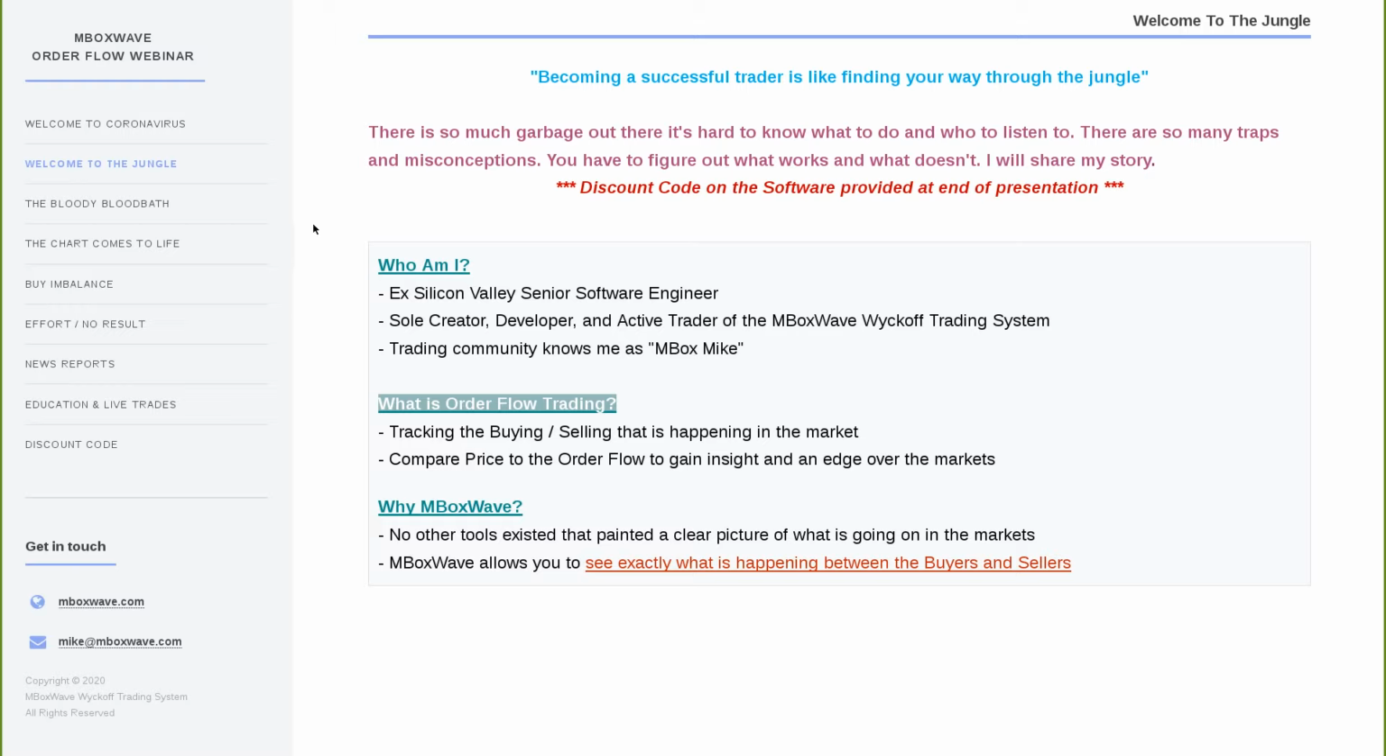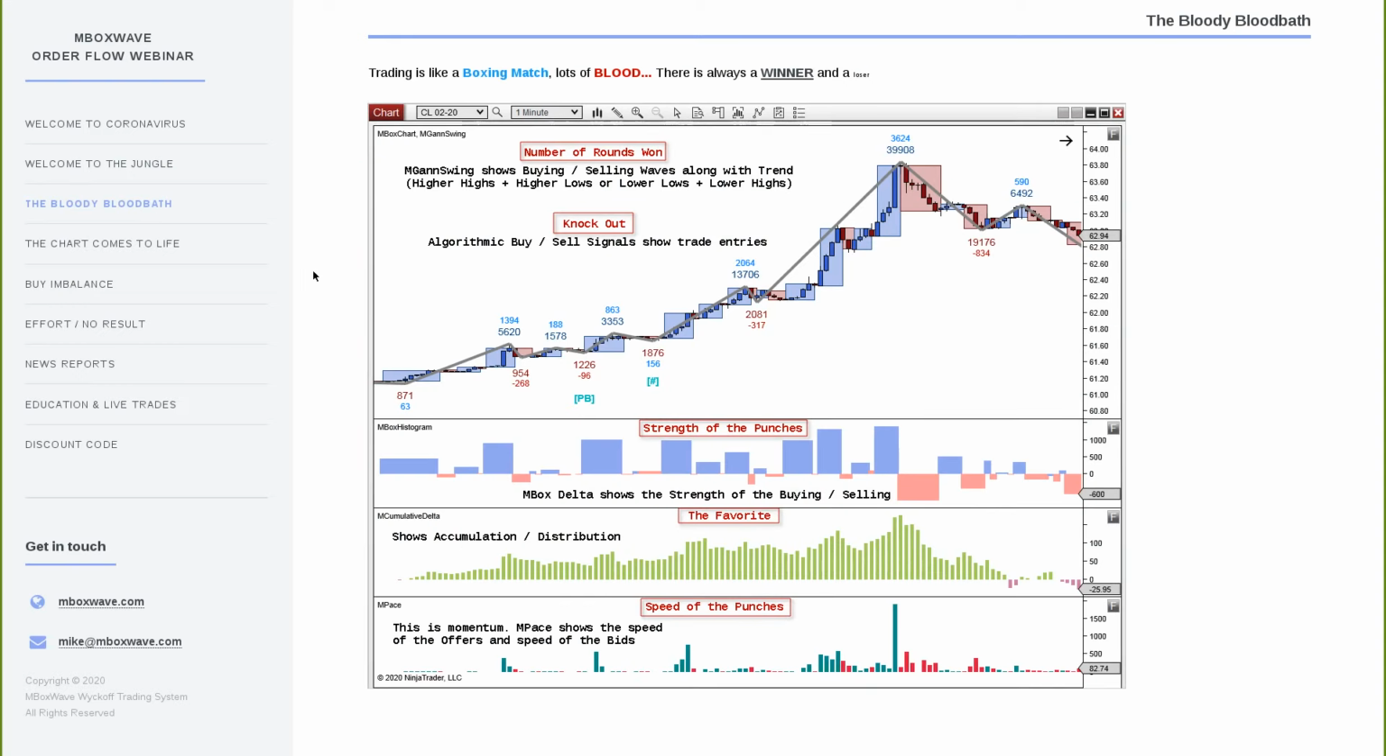All right, so let's get to the next slide, the bloody bloodbath. I like to think about trading as a boxing match. There's a lot of blood. There's always a winner and a loser. It's a zero-sum game. So briefly, how do the indicators show analysis? Why is it a boxing match?